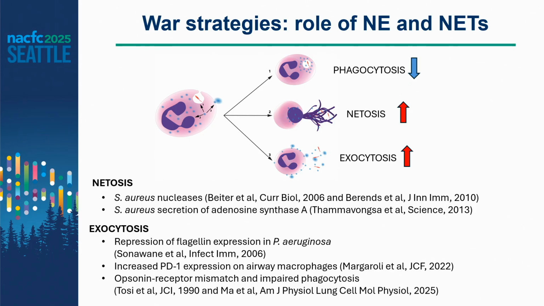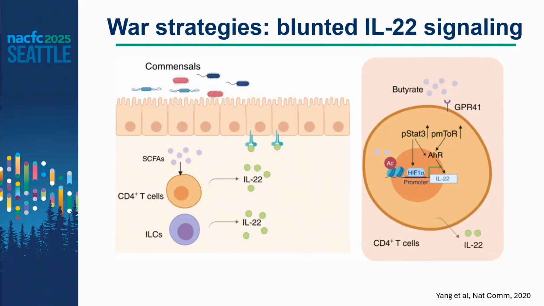but I think that we can draw parallels between other studies. On the other hand, exocytosis, especially of neutrophil elastase, has been shown to repress flagellin expression in Pseudomonas. A few years ago, we showed that uptake of neutrophil elastase by macrophages induces expression of PD-1, which is a surface protein that you may have heard of in cancer, but is also present in the CF lung, and that is directly related to the impairment of bacterial clearance by airway macrophages. And then recent work by Jonathan Ma showed that neutrophil elastase itself can impair phagocytosis in the macrophage population as well. Now, elastase not only changes Pseudomonas and cleaves other substrates, but it can also cleave IL-22.